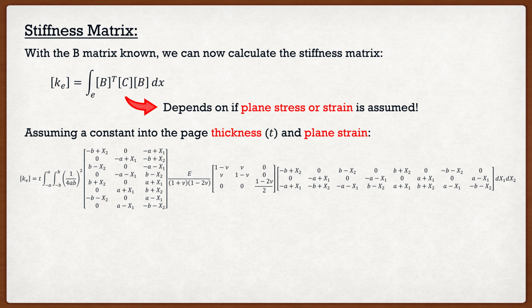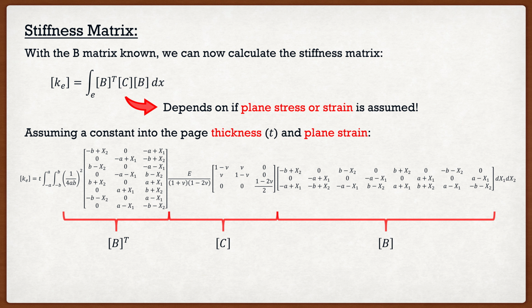I'm sorry. No one should have to do this by hand. If we were to look at the specific components, well, we have B transpose, not too bad. We have C, not too bad. And then we finally have B. So although this looks really gross, in a computer programming aspect, all we have to do is define what B is, define what C is, and then basically integrate. It's not too bad at all.